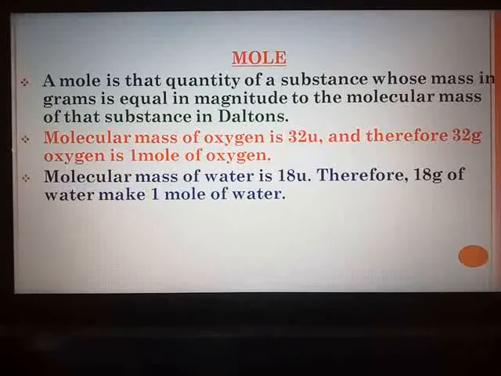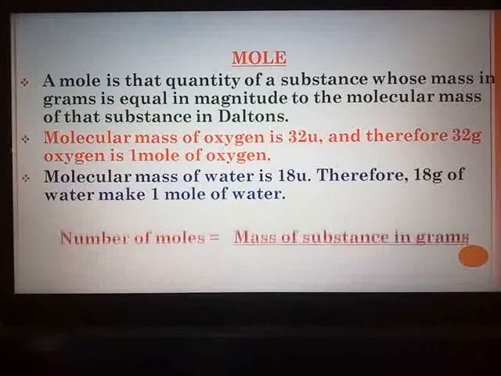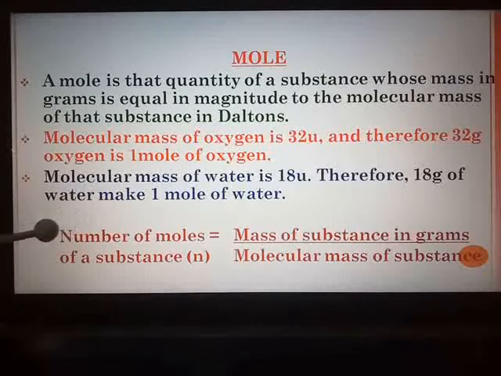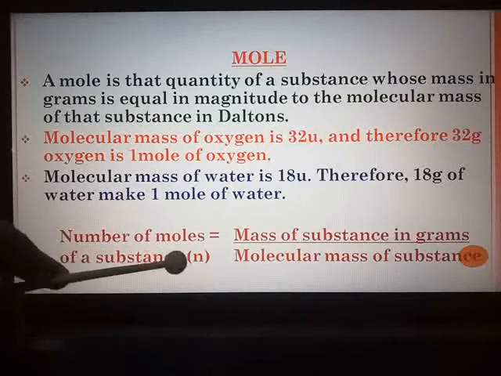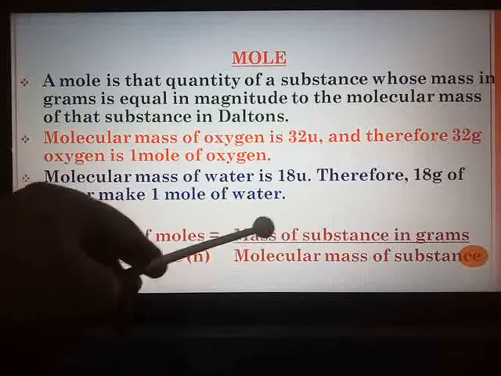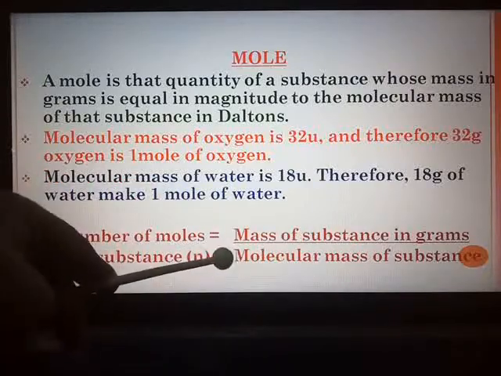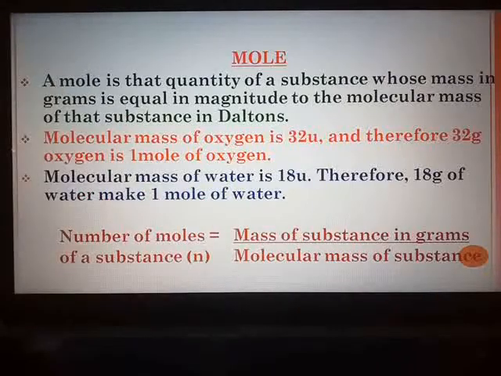So to calculate the moles, you should know the molecular mass of a particular substance. Then to calculate the number of moles of a substance, you have to use this formula. Number of moles of a substance, denoted by small n, is the mass of that particular substance in grams upon the molecular mass of the substance.